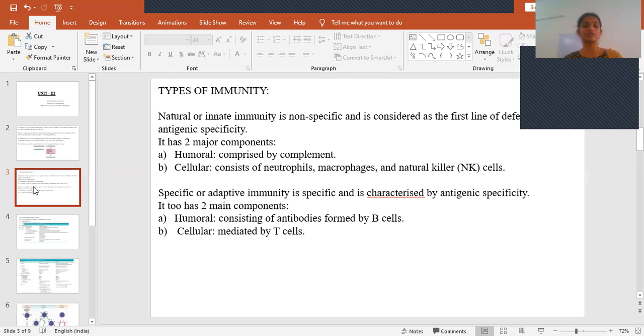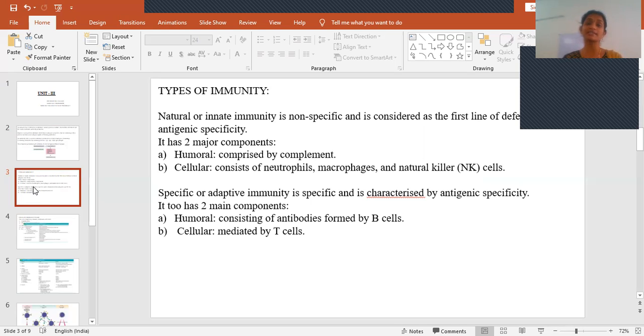Coming to specific or adaptive immunity, the name itself indicates that it is specific. That means these antibodies will be produced in response to specific antigens, so it will have antigenic specificity. That is the reason it is called specific or adaptive immunity. It also has two main components: first humoral, the other cellular.